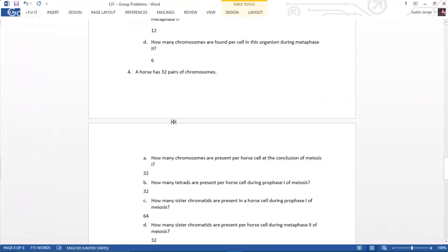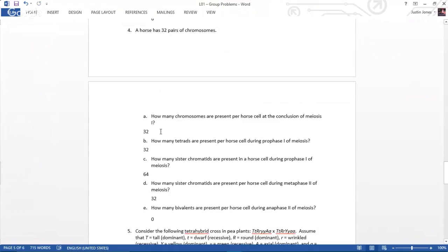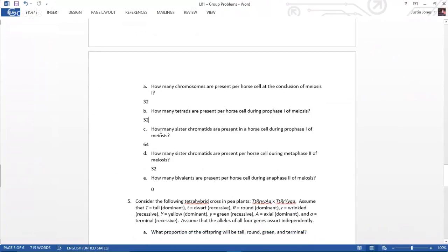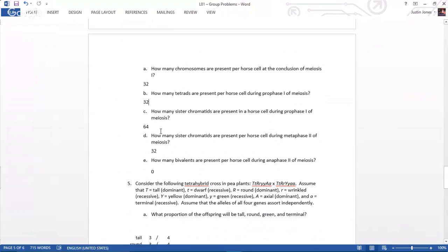Same thing with horse. At the end of meiosis 1, it's going to be 32 because that's just normal cell division, so it needs to keep 32 there. Tetrads present per horse: it's going to be double what it is during prophase. So in prophase there'd only be 16 at the time, so you double it to 32. How many sisters? It's going to be 64 because it's double the number of pairs.